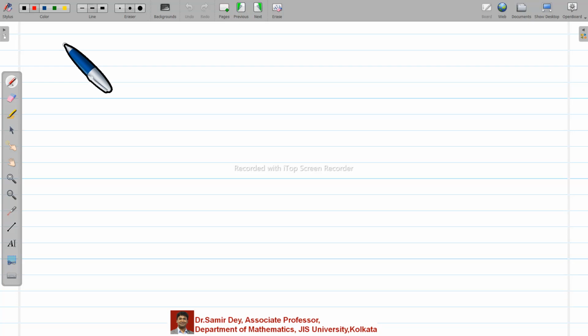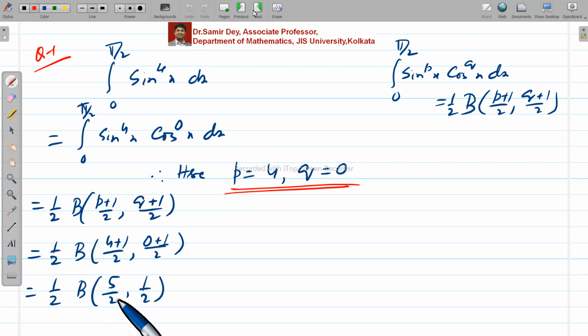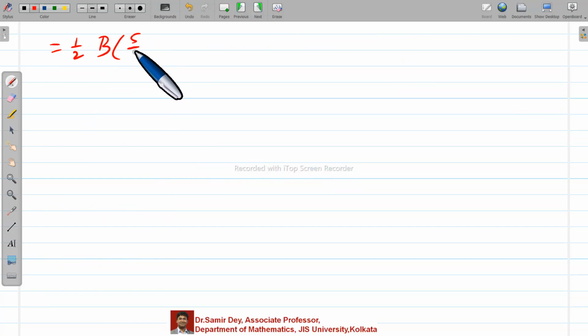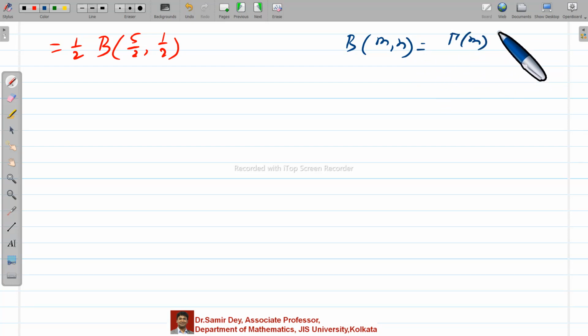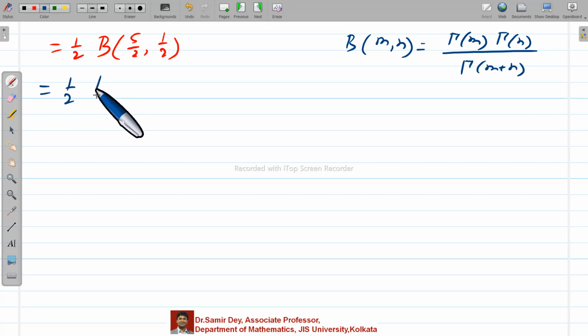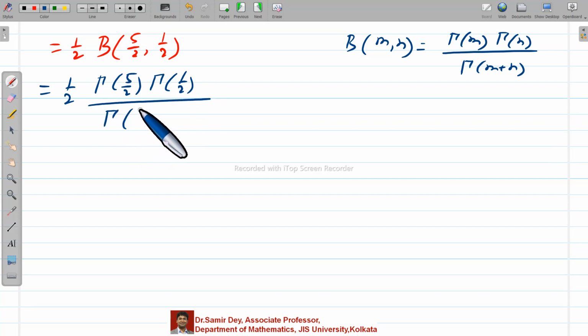Basically what you have, 1 by 2 beta, how much? 5 by 2, 5 by 2 comma 1 by 2, correct? So what is your formula? Beta gamma relation. Beta m,n is equals to gamma m, gamma n by gamma m plus n. So you write down: 1 by 2 gamma 5 by 2 gamma 1 by 2 by gamma 5 by 2 plus 1 by 2.